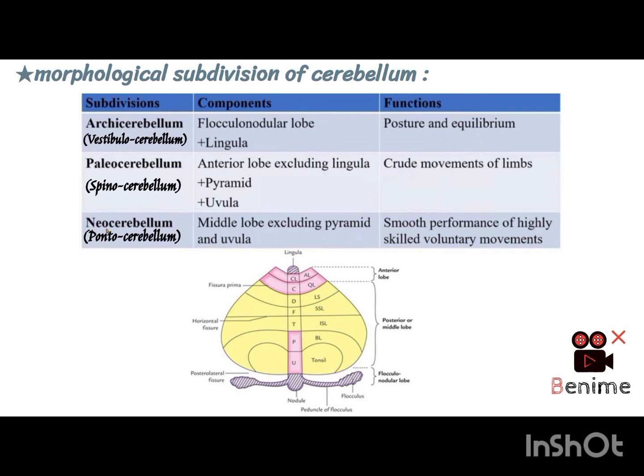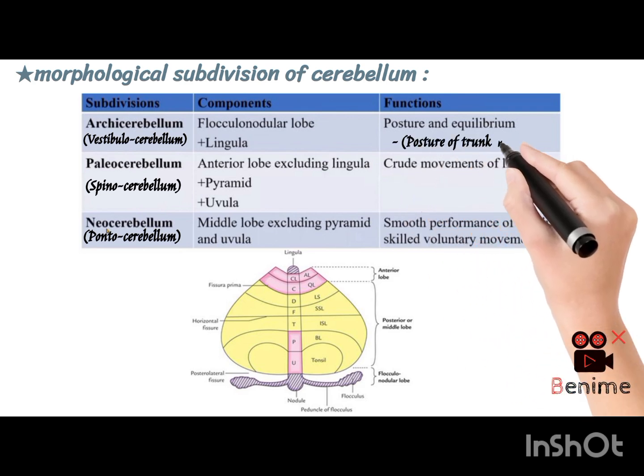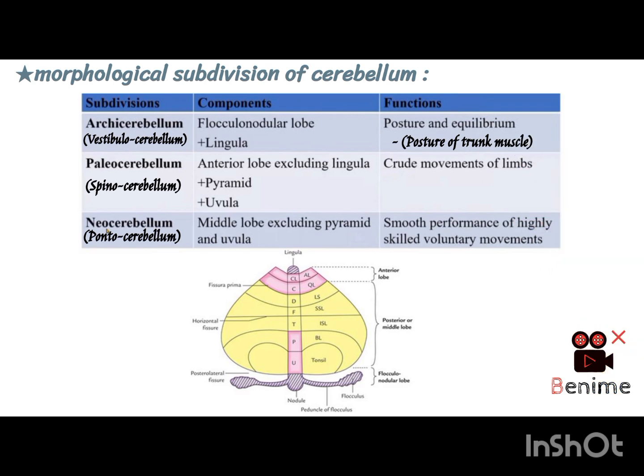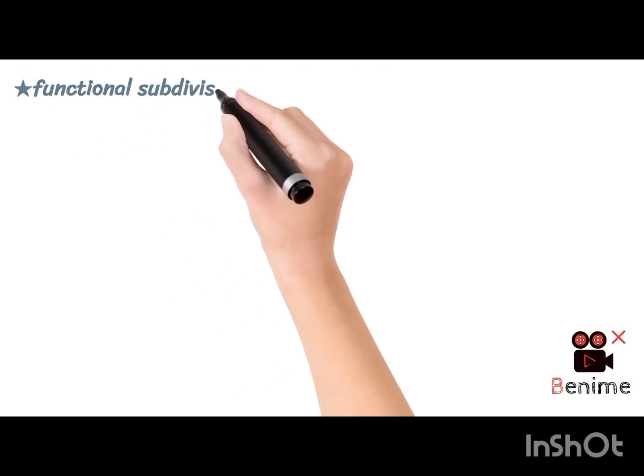Archicerebellum consists of flocculonodular lobe and lingula, and its function is posture and equilibrium of trunk muscle. Paleocerebellum consists of anterior lobe excluding lingula and pyramid and uvula, and its function is crude movement of limb. And neocerebellum consists of middle lobe excluding pyramid and uvula, and its function is smooth performance of highly skilled voluntary movement by coordination. Now the functional subdivision of cerebellum.